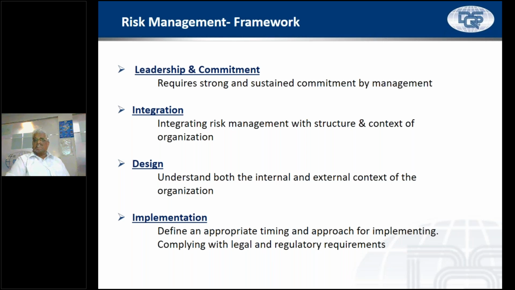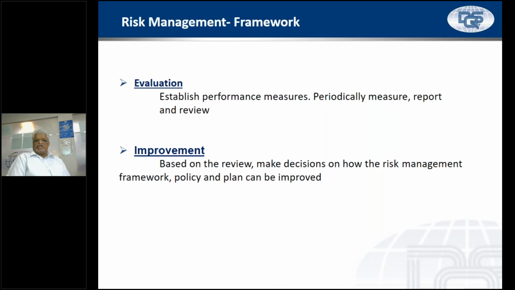And then when it comes to implementation, as I said, clause number 8.1, define an appropriate timing and approach for implementing, complying with legal and regulatory requirements. It's also essential to understand the importance of the legal obligation or the compliance obligation. The new terminology used in the 2015 versions of 9001 as well as 14001 is legal obligation. Legal obligations are the same as what we understand as legal and regulatory requirements. In the ISO 9001 context, we use the term statutory and regulatory requirements. So it is necessary to implement an appropriate timing and approach which are in line with the legal obligation, so that in the risk framework, I have to consider that the legal obligations also have an important role to play.